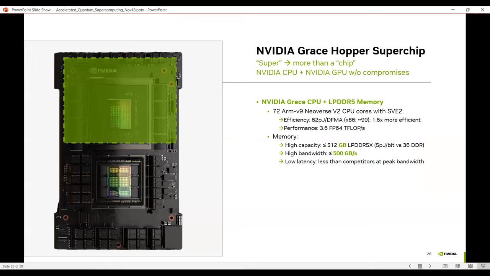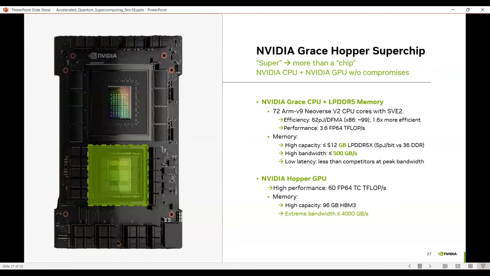A little bit of description of the CPU side. As I said, it is an ARM-based CPU, a Neoverse V2. It has 72 cores, it is 1.6 times more efficient than an x86 CPU, and it delivers 3.6 teraflops of 64-bit floating point operations, right? Memory bandwidth is very high, around 500 gigabyte per second, which allows faster memory access. Similarly, for the GPU, we have the Hopper GPU with 96 gigabyte memory. With this combination, one can run 34, 35 qubit simulations on one unit of this system. With that, I would like to close. Hope I did not overshoot.